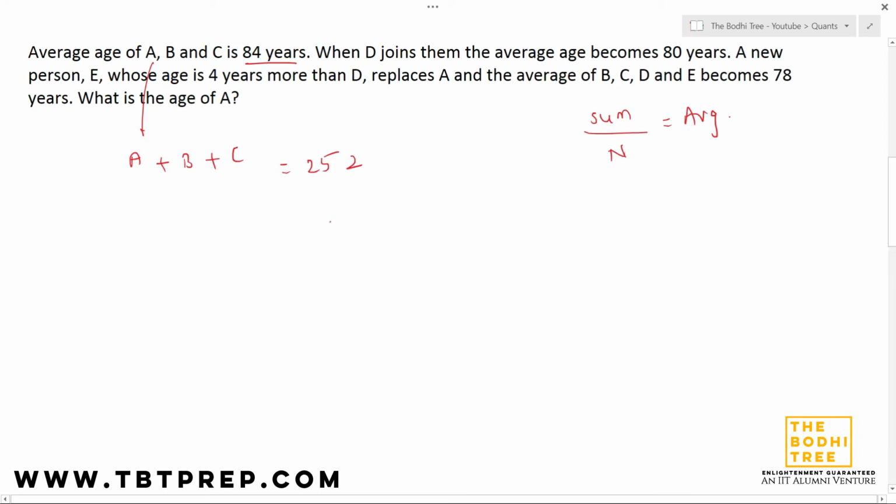When D joins them, the average age becomes 80 years. So average of first 3 people is 84 and D is joining and bringing down the average. So you need to understand this basic concept, that because D is bringing down the average of the entire group, that means his age is going to be less than 84, right? His age is going to be less than 84.